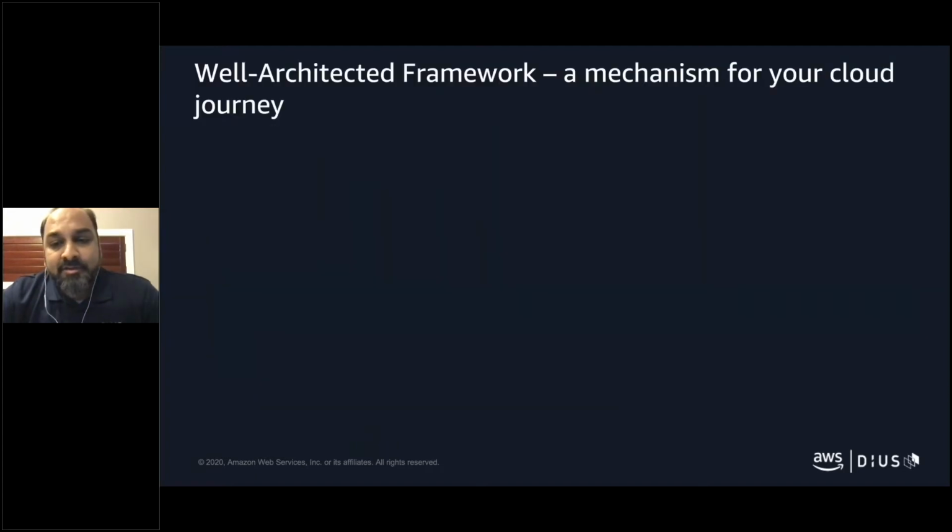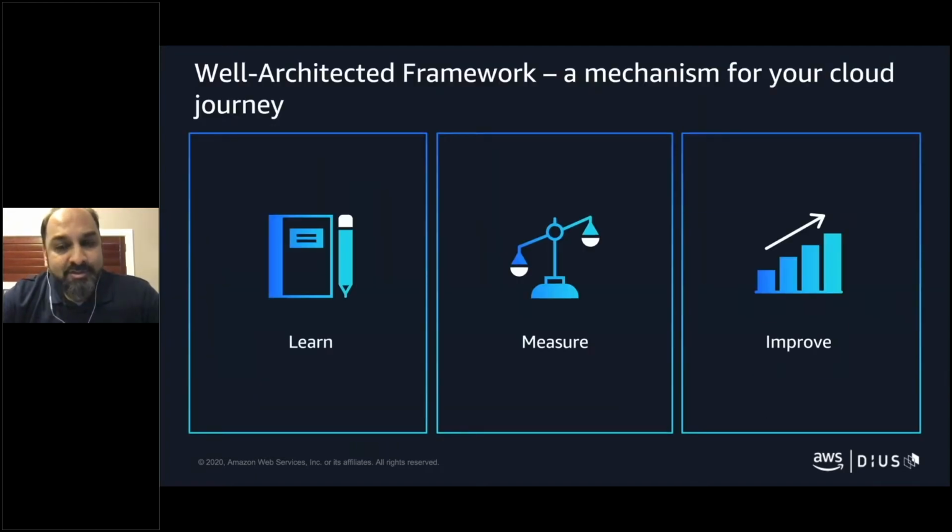The third tenet that the solution is built on, and you'll see this repeatedly mentioned in the presentation today, is the AWS Well-Architected Framework, which is a mechanism that helps you be successful in your cloud journey. It codifies the best practices for architecting in the cloud, where you learn these best practices. Then you measure your architecture against these practices, and then continuously keep improving your architecture by addressing any issues as your architecture changes and evolves and matures.